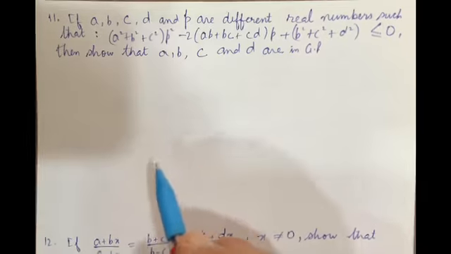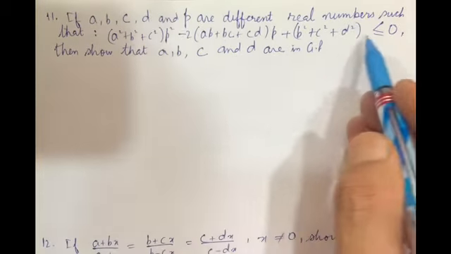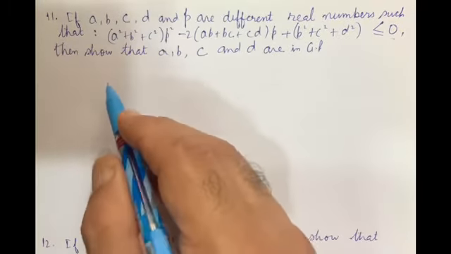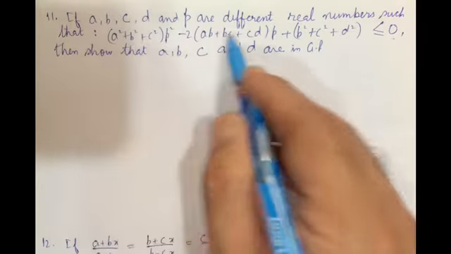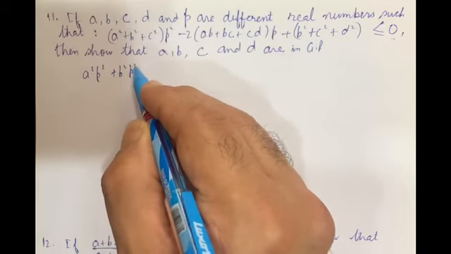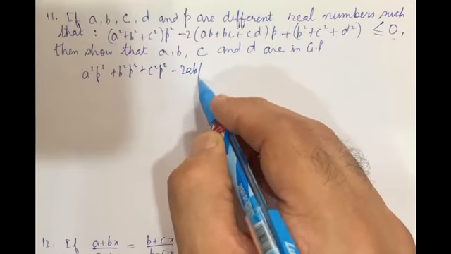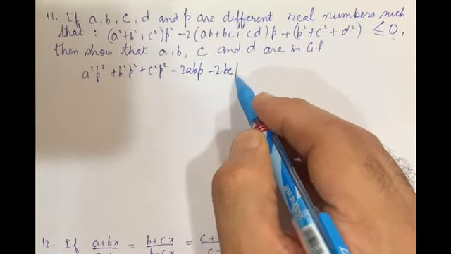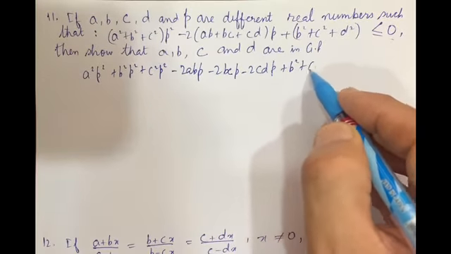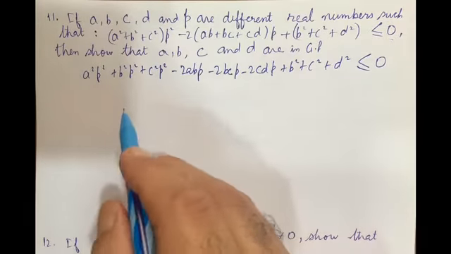11th question. a, b, c, d and p are different real numbers, and this expression is less than or equal to 0. We have to show that a, b, c, d are in GP. Expanding this, we have a square p square plus b square p square plus c square p square minus 2abp minus 2bcp minus 2cdp plus b square plus c square plus d square. This is less than or equal to 0.